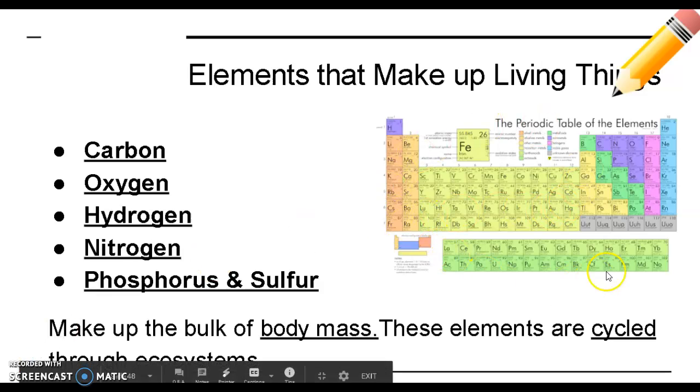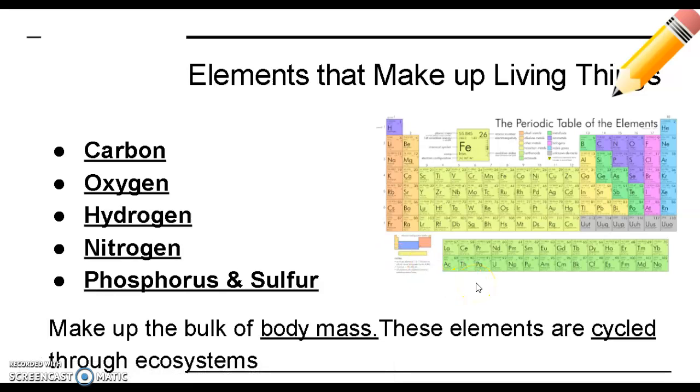So this diagram is something that you may have seen before. This is the periodic table of elements, and what it shows is all the different types of atoms that we know of, all the different substances that we know of on the planet. There are 6 that we care about in biology. The first one is carbon. All life on Earth is carbon-based life. And then oxygen, hydrogen, nitrogen, and phosphorus and sulfur.